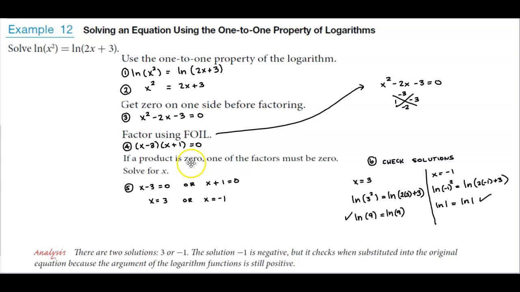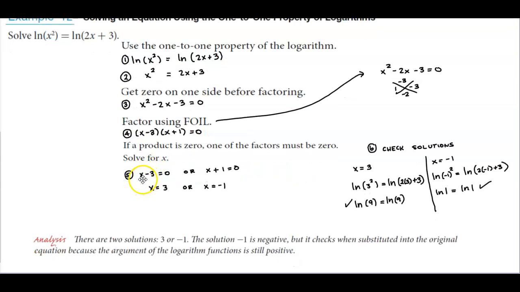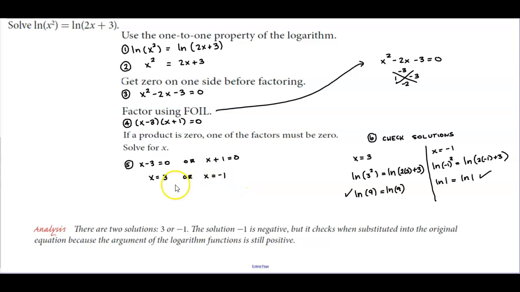Now if a product is 0, one of the factors must be 0. So we're going to solve for x. We set x minus 3 equal to 0, or x plus 1 equal to 0. When we solve both of them, we get x equals 3, or x equals negative 1. Now, both of these can be solutions, or it's possible that one is a solution and the other one is not. But you always need to check.